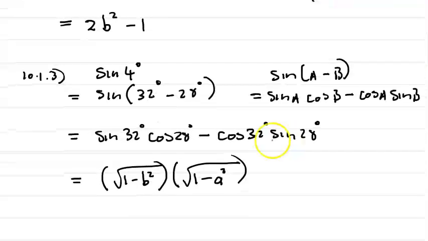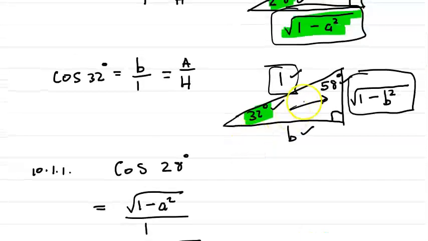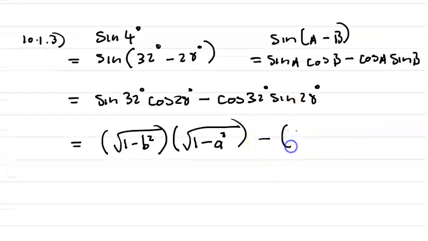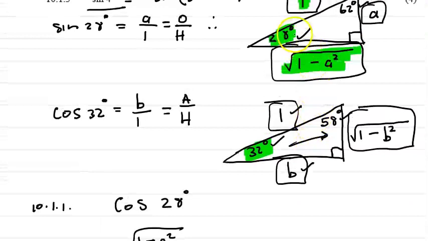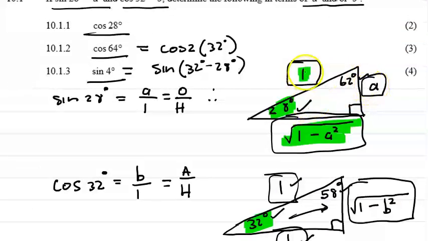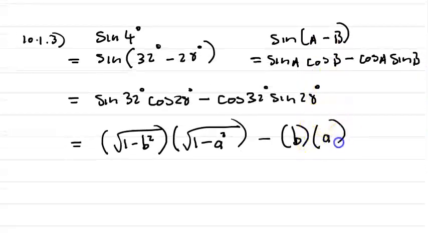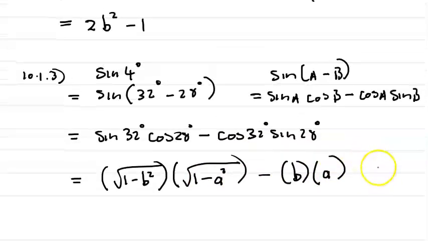And now let's complete this. Cos of 32 will be, remember, adjacent over hypotenuse, so b over 1. So we'll write that as b, and sine of 28. Sine of 28 is the opposite over the hypotenuse, so a over 1 is a. Therefore, there's not much simplification that you can do from this point on, so we can leave our answer in that form. Learners, it's important for you to know your theory in these type of questions.